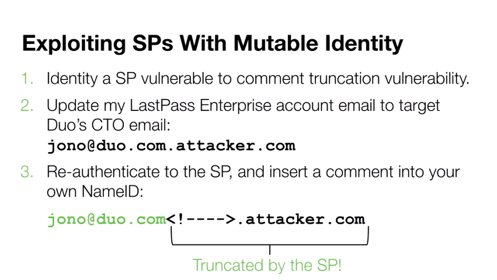So this is what an example exploit would look like in order to combine the comment truncation vulnerability with mutable identities. In this case, I'm acting as myself, an employee within Duo looking to target our CTO, Jono. I first need to find an SP vulnerable to the comment truncation vulnerability that uses email addresses for identity. This can be detected just by authenticating to services I have access to, inserting comments into SAML assertions, and observing responses from SPs. Things like error responses or default user access are a good indication that a service is vulnerable.